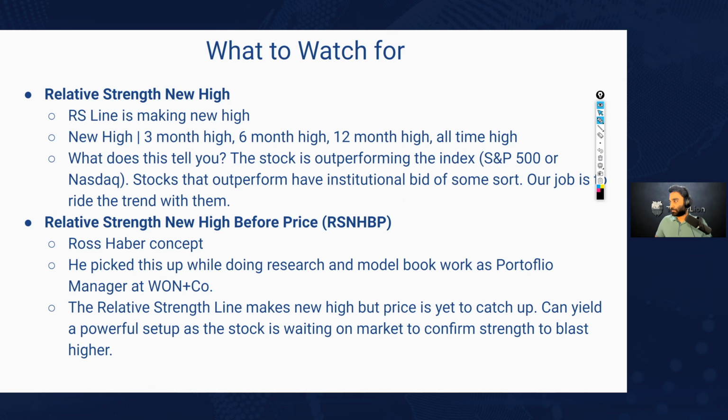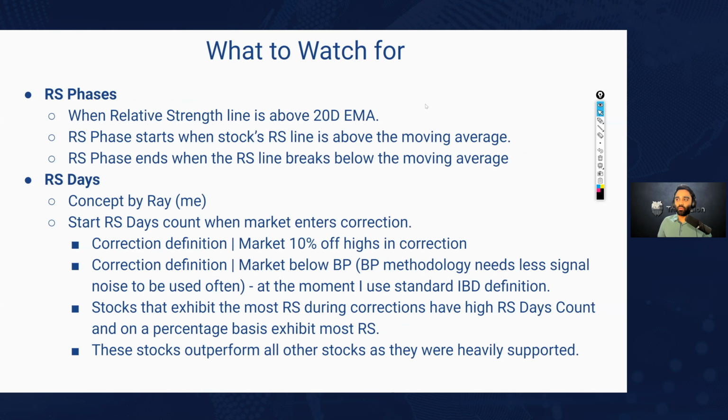We'll keep going with what are RS phases and RS days. When relative strength is above, this is the Dr. Eric Wish concept, if RS is above that 20 EMA, the stock is basically, we can say, in an RS phase, and the RS phase ends when the stock breaks below the RS moving average of 20-day. It's a fairly simple concept. We'll have the TradingView script up to visualize it once I finish this presentation.